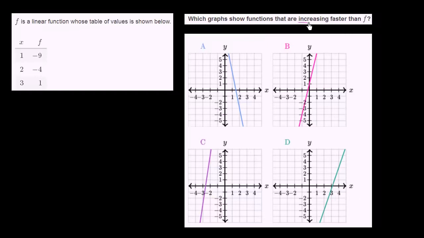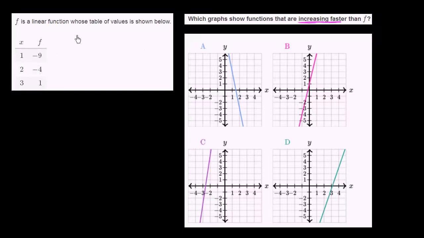So when we're talking about increasing faster, we're really talking about a higher rate of change of y with respect to x, or a higher rate of change of the vertical axis with respect to the horizontal axis, which is another way of saying which of these have a steeper slope than the function f.